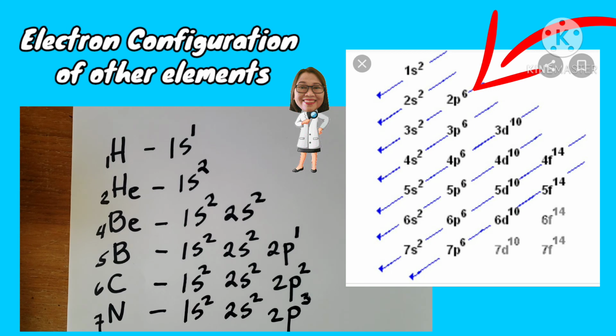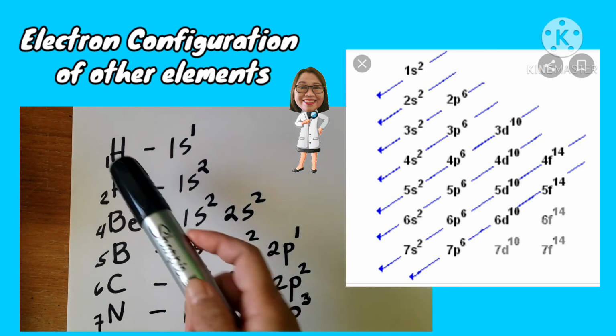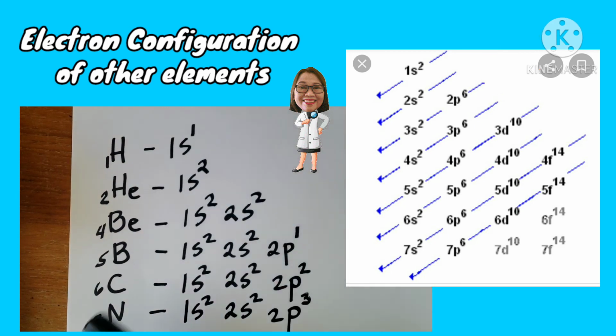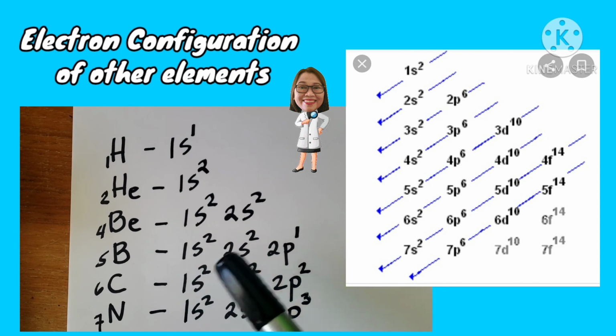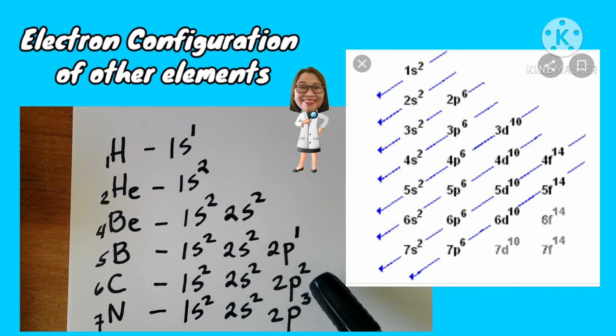So this is how you're going to write the electron configuration of these elements. Hydrogen is 1s1, helium is 1s2, beryllium is 1s2, 2s2, boron is 1s2, 2s2, 2p1, carbon is 1s2, 2s2, 2p2, and then nitrogen is 1s2, 2s2, 2p3.